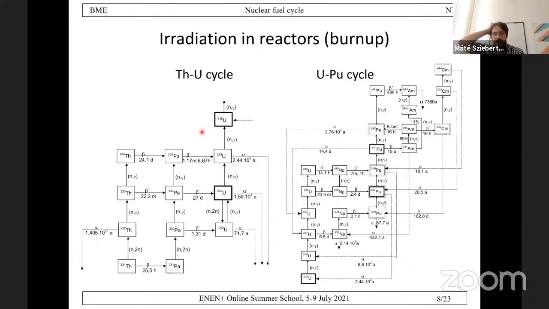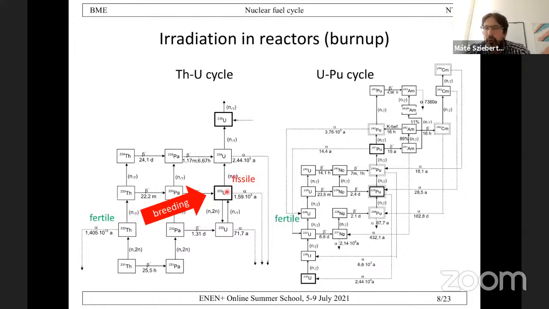Now the interesting stuff starts when we irradiate this fuel. I put here as an example also when we use thorium and uranium-233 in the reactor, but we will focus on the so-called uranium-plutonium cycle. So the common nature is that you have a so-called fertile isotope, and if this fertile isotope absorbs a neutron, then with a few, like 2 beta decays, a fissile isotope is produced.